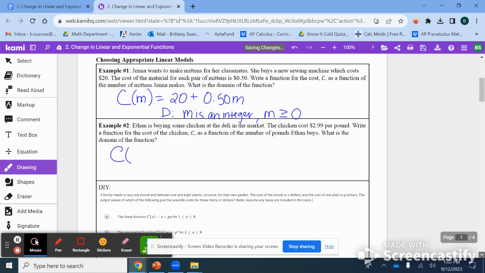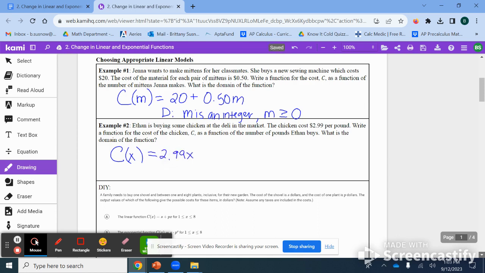Now, I wouldn't use chicken again because that would be another C. So what's another variable we could use to represent chicken? X, L, and what? Fried chicken, I don't know. Let's just use X. I don't use X. You guys can decide. Equals. Did we have a starting amount for the chicken? No, it just depends on the pound. 2.99x.